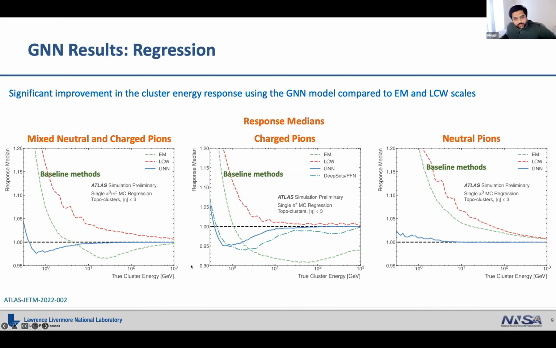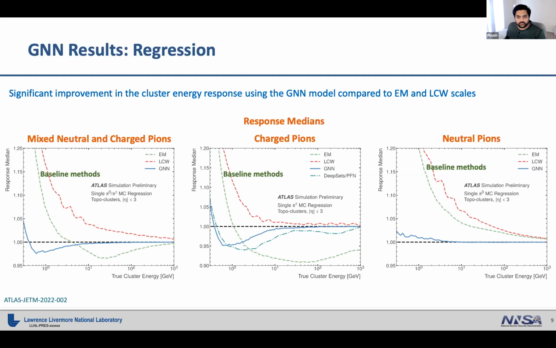Again, we're looking at the response medians here, meaning the ratio of the predicted output to the ground truth output as a function of the ground truth energy. And again, we see a very significant improvement in the performance with the graph network models. And all of this data is in the whole eta less than 3 region. So much more expanded region than the image-based models.